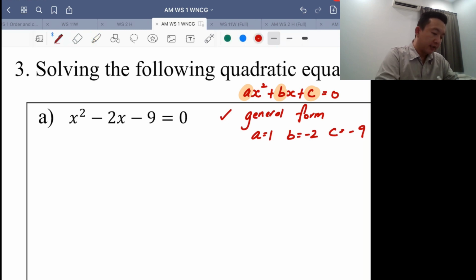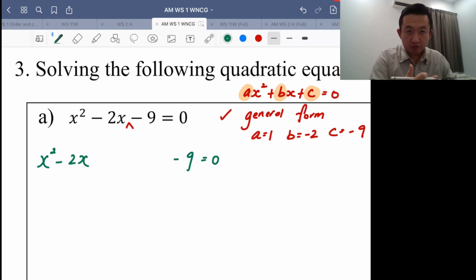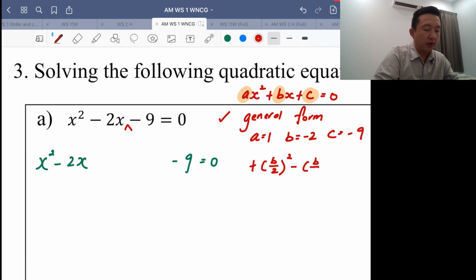Step number 3: we will put something in between bx and c. So this is how we write it: x squared minus 2x minus 9 equals 0. We will put something in between bx and c. What are we going to put? We are going to put (b over 2) squared minus (b over 2) squared. You put something and you take it back so that it is balanced, right? And b refers to the value of negative 2 in this case.